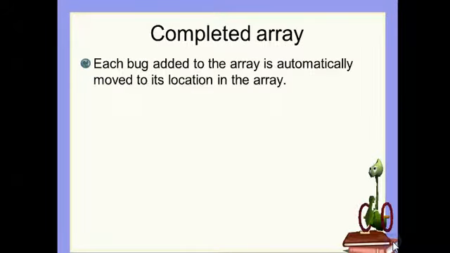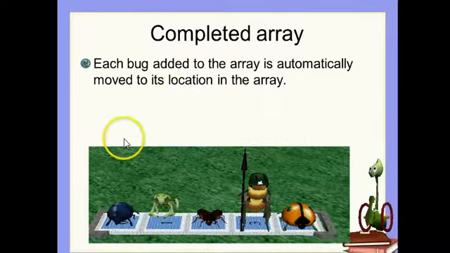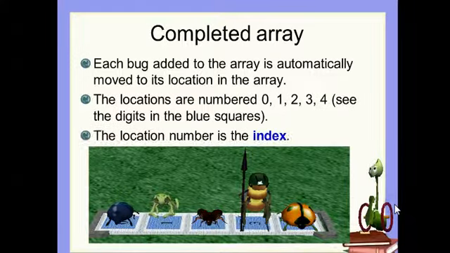And then what happens is once you do that, each of the bugs is automatically moved to its location in the array, where this is location 0, 1, 2, 3, 4. Okay. And the location number is called the index. Just like for the loop, it's called the count. For the array, it's called the index.